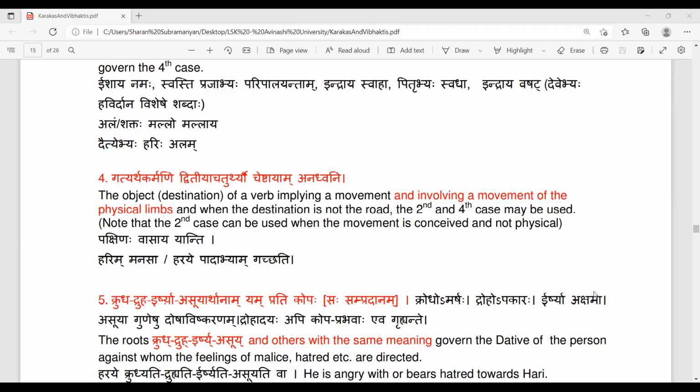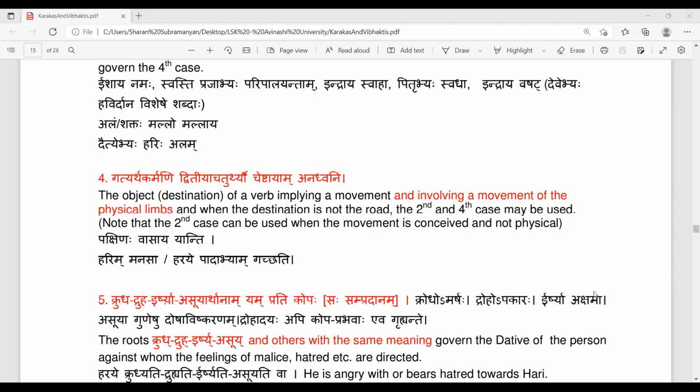So the movement involving movement of physical limbs. So the verb Yanti itself implies a movement. It's a Gatyartaka dhatu, ya dhatu, to go. So the object of a verb, here it is Vasa. The object of a verb implying a movement and implying a movement of the physical limbs, when the destination is not the road. When the destination is not the road, the second and fourth case may also be used.